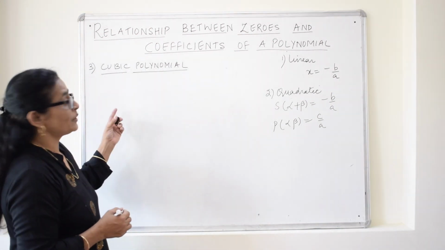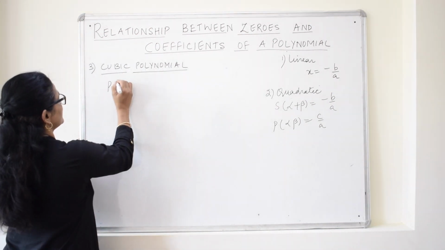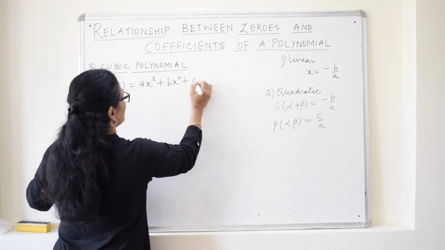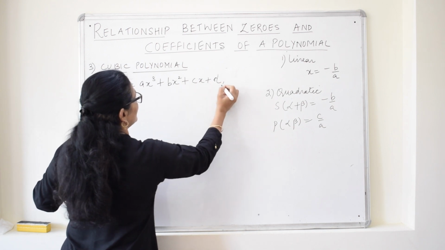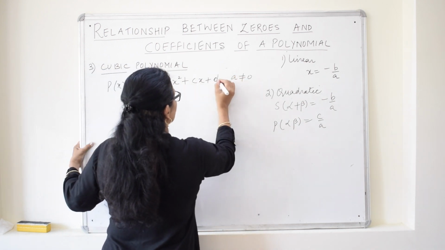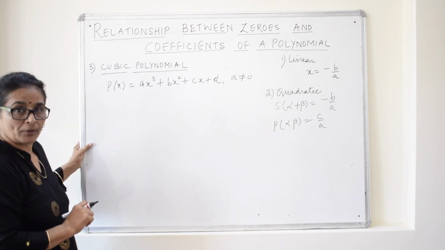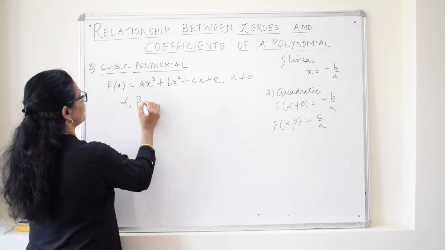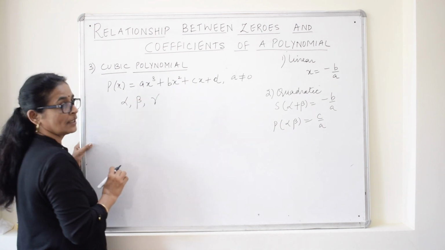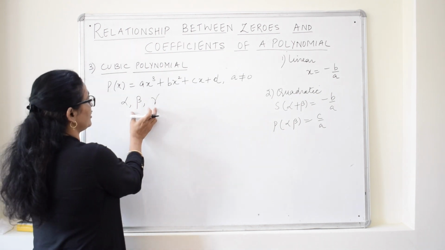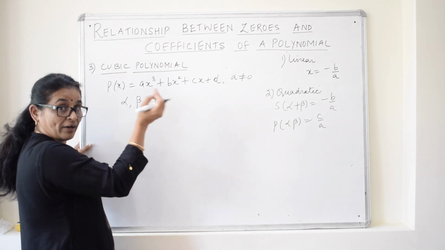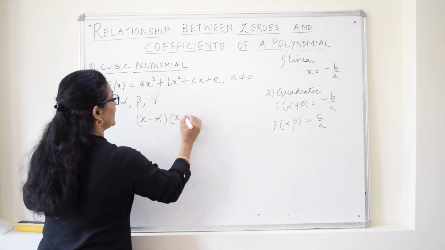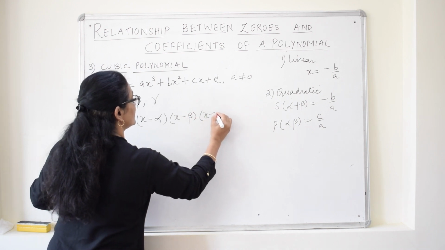Let's see about a cubic polynomial. Its standard form is ax cube plus bx square plus cx plus d, where a is not equal to 0. Now since it is a cubic polynomial, it will have 3 zeros. So let's take 3 zeros, Greek letters alpha, beta and gamma. And as we know, a polynomial can be written in the form of its product of the factors. So the 3 factors will be x minus alpha into x minus beta into x minus gamma.